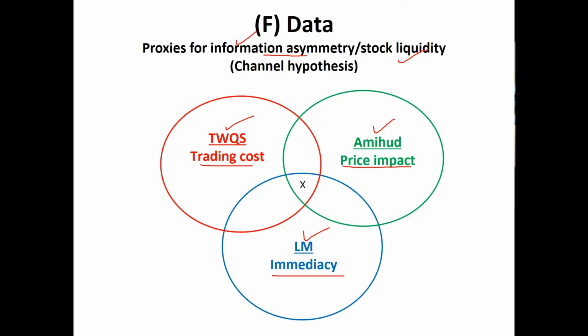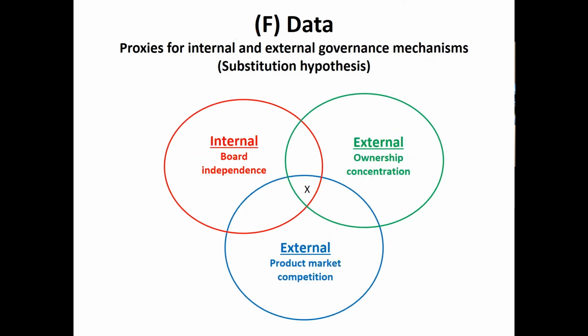In that way I will be able to capture information asymmetry. So you can again see that I'm thinking about the construct validity. The way I am measuring information asymmetry, is it the right way or not? Depending on the literature, I have picked up these 3.